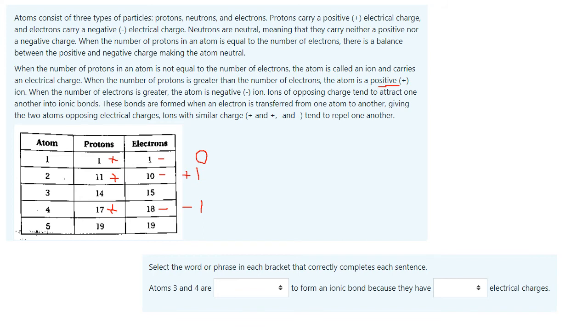And number 3, 14 and 15. 14 is plus, 15 is minus. This would also have a charge of -1. For the last one, 19 plus, 19 minus, this would have no charge. So select the word or phrase in each bracket that correctly completes each sentence. Atoms 3 and 4 are something to form an ionic bond because they have something electrical charges.